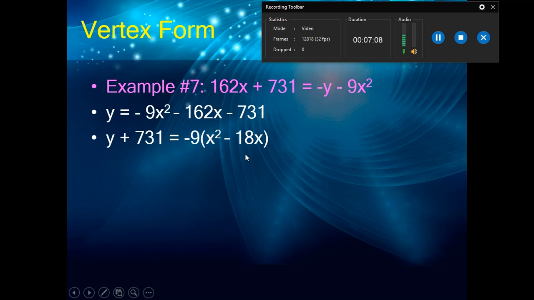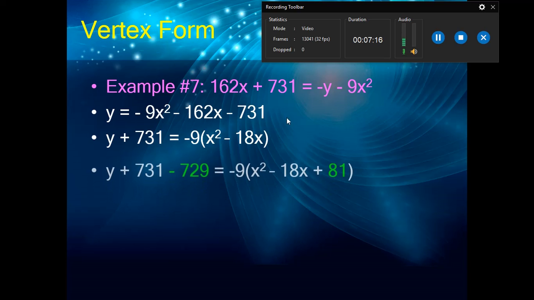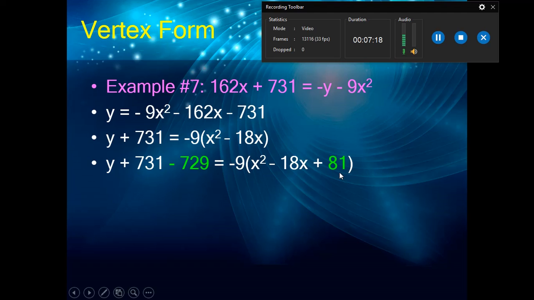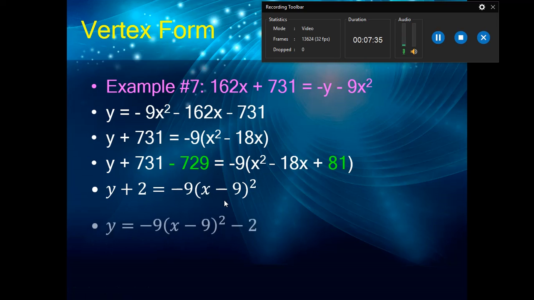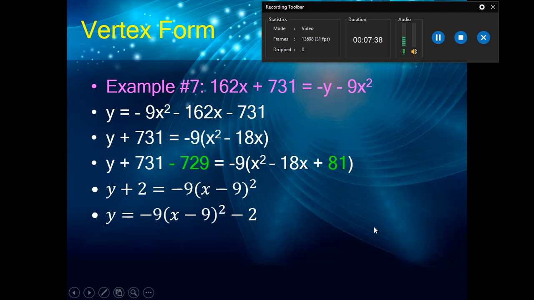Now we're going to force a perfect square trinomial. Half of -18 is -9, and -9 squared is 81. So that's the value I've placed on the right. When I place the value on the left, it's 81 times -9, which is -729 to keep the balance. We're going to combine our like terms and write our factors. And we're going to subtract 2. So now our vertex is located at +9, -2. Hopefully you're getting the hang of this.